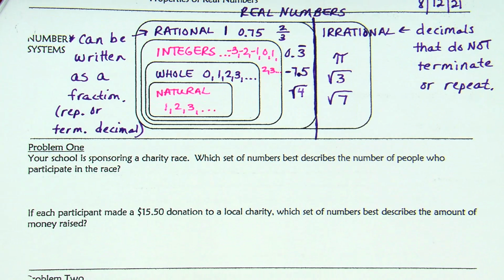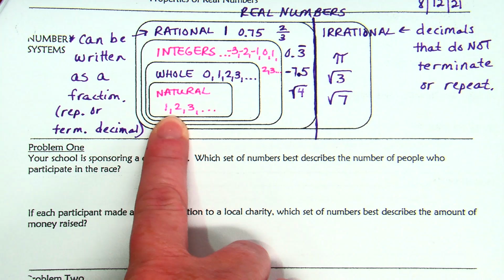Okay, so we have to exclude decimals, right? Because we're not going to have half a person participate. Okay? Can we have negative amount of people participating? No. So we have to exclude integers. So she took us to natural, which I would agree with. What were you going to say, Cam? I was going to say whole.